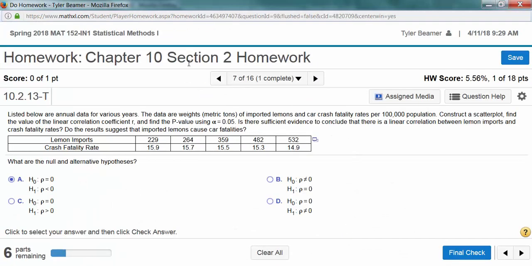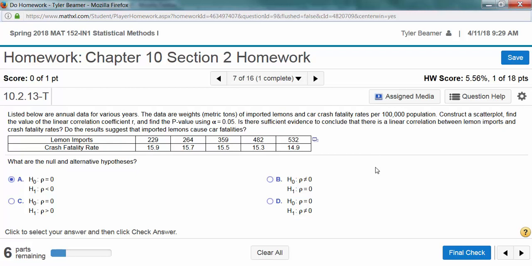Alright, so let's use number 7 from the Chapter 10 Section 2 homework as a reference. So here's the paired data, and it says construct a scatter plot, find the value of linear correlation coefficient R, and find the p-value using alpha 0.05. Is there sufficient evidence to conclude that there is a linear correlation between limit imports and crash fatalities?